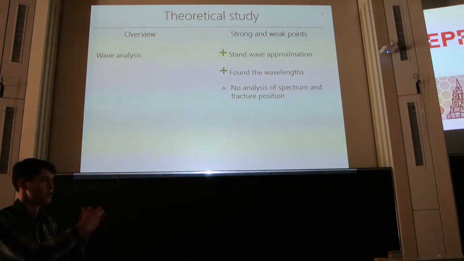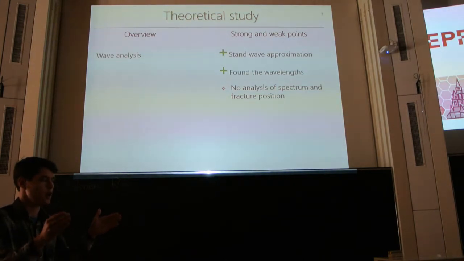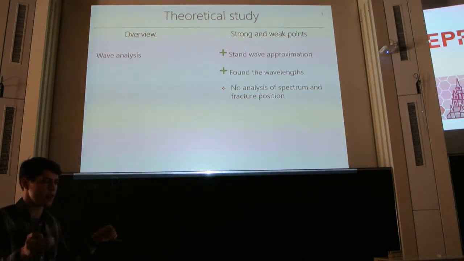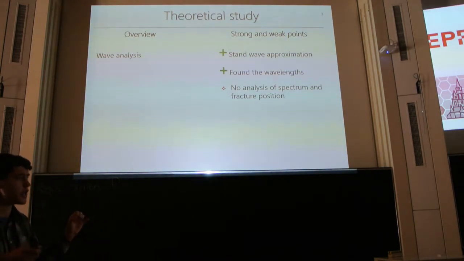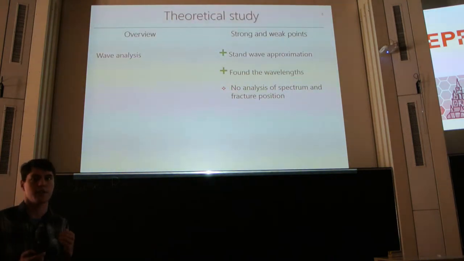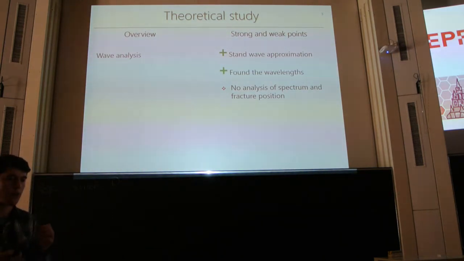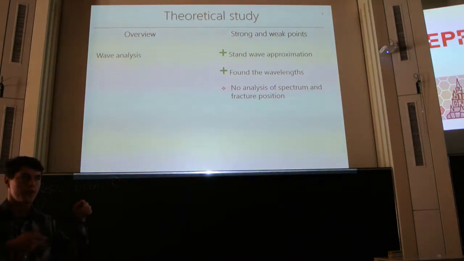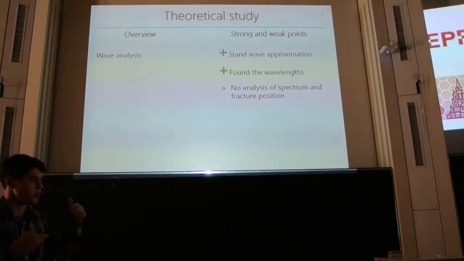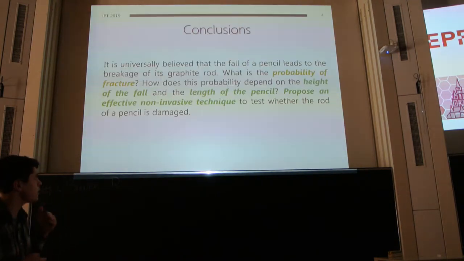there was no analysis of the spectrum. Like, if we apply sound to both ends of the pencil, the wave propagates inside the pencil, and if the effective length changes, the spectrum will also change. But the reporter hasn't investigated this experimentally, and I think that it would very strongly improve the reporter's investigation to see for which wavelengths we indeed observe the change of the amplitude, and so we can really precisely predict the place where the pencil is broken.